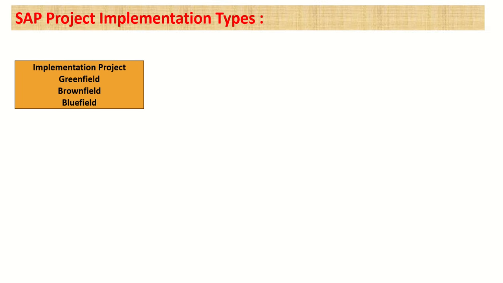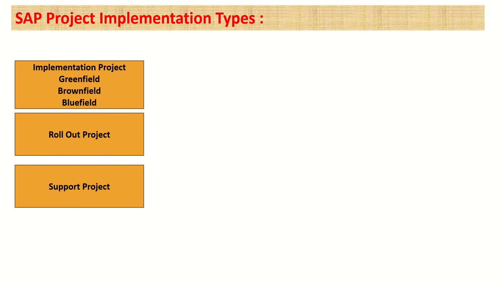So the first type here we can call an implementation project. In the implementation project, further we have greenfield, brownfield, and bluefield. What are all these? I will explain. So in the implementation, we have these three categories. The next type of project is the rollout project, and then we have the support project. Okay, so let's understand one by one all in detail.